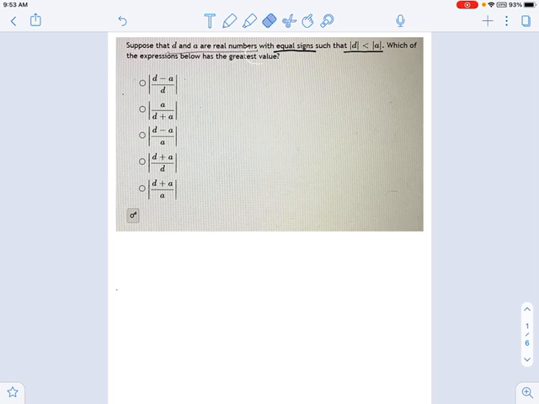So let's deal with the different situations that we might have. First, suppose that a and d are both positive. And I know I can say that because they have equal signs. Now, maybe they're both negative. We'll deal with that in a moment. But suppose for a moment that they're both positive numbers. Okay, what do we have here?